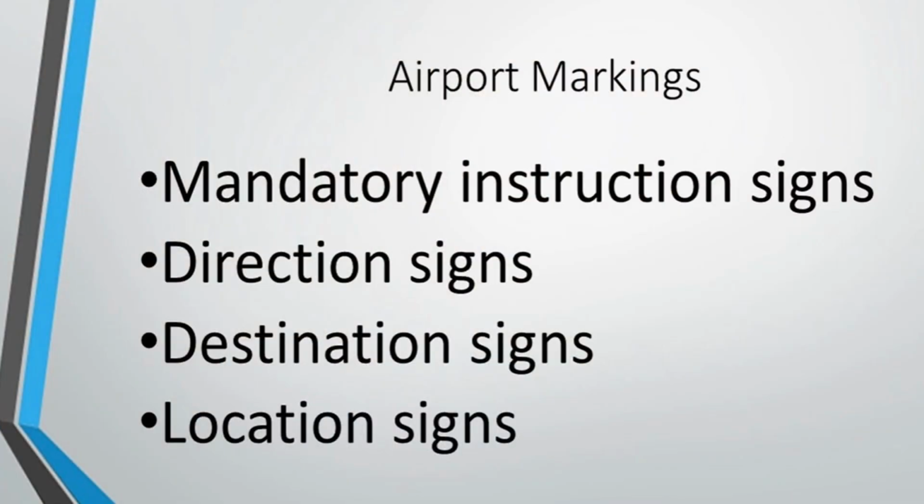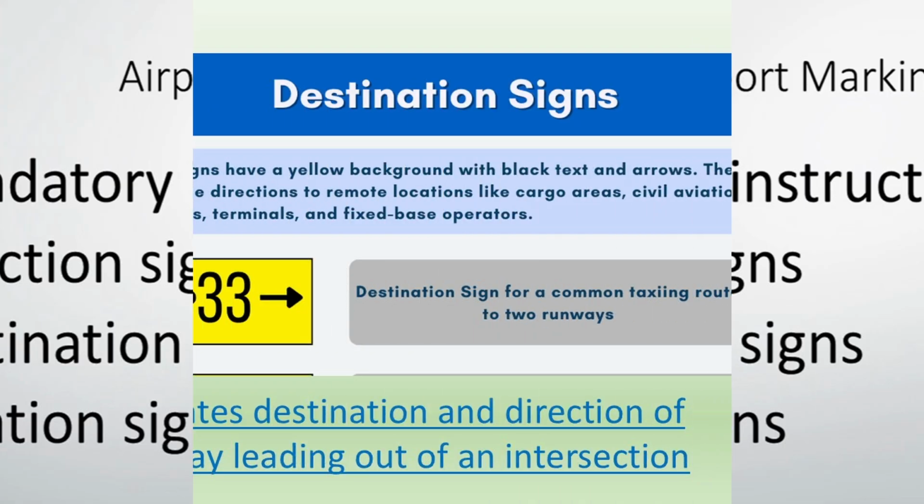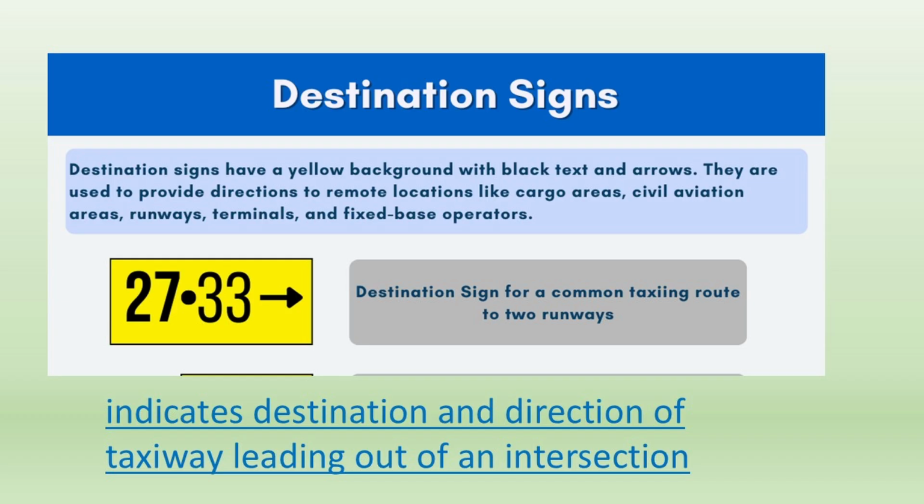We have mandatory, direction, destination, and location signs. Now, destination signs have a yellow background, black text, and arrows, and they are used to provide directions to remote locations like cargo, civil aviation areas, runways, terminals, fixed base operators. So it indicates the destination and the direction of the taxiway leading out of an intersection.